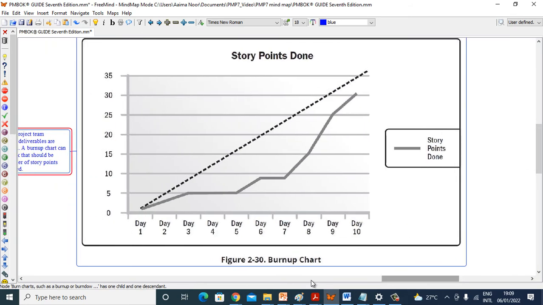Okay, figure 2-30, burn up chart. Story point done.